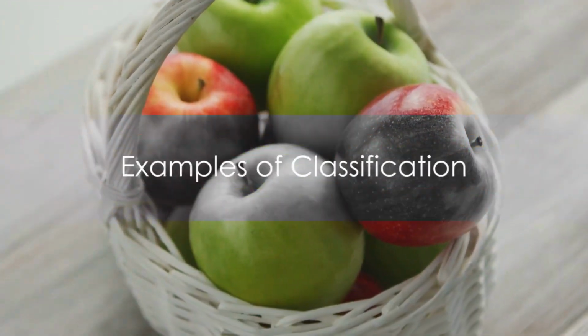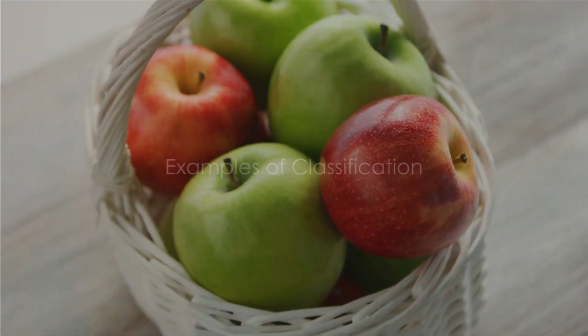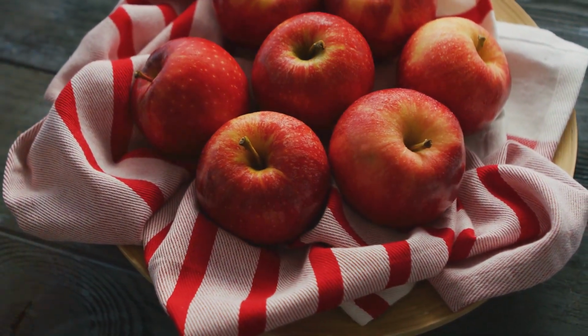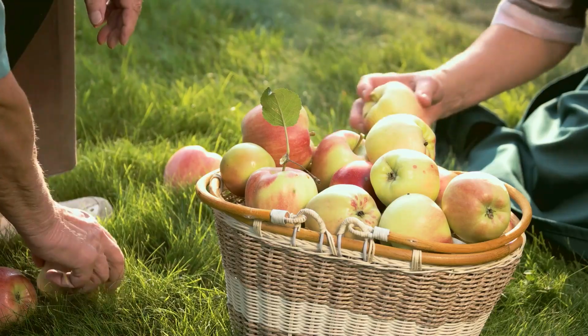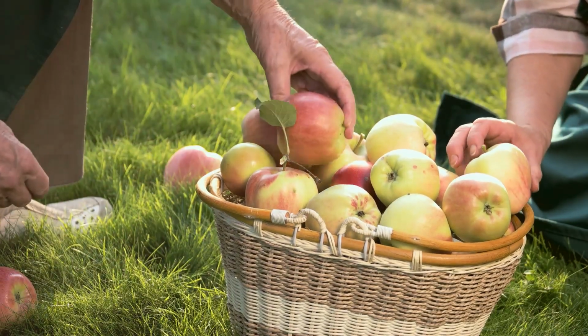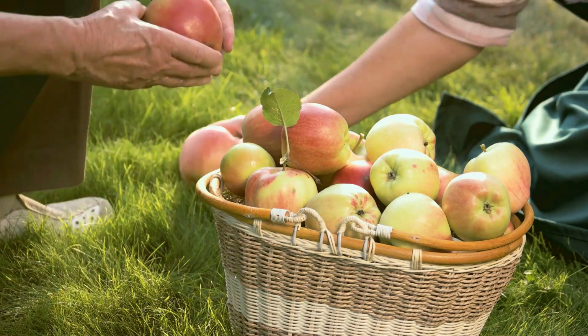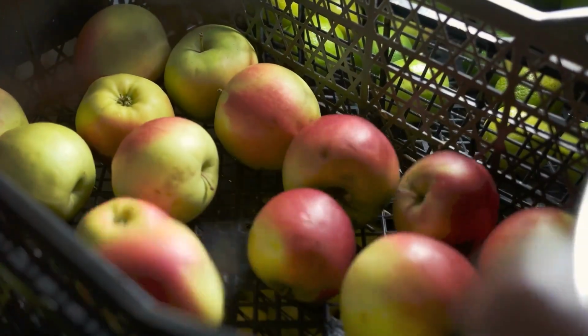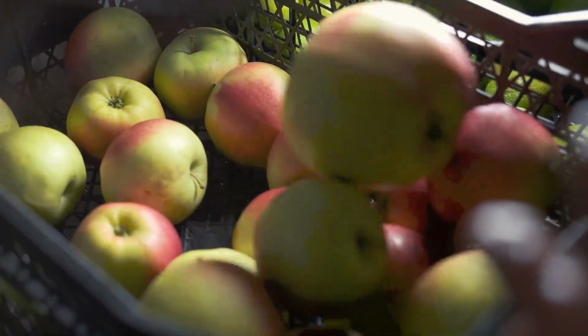To make this process a little clearer, imagine you have a basket full of red and green apples. You might classify them based on their color. Simple enough, right? Now consider a more complex scenario where you have apples, oranges, and bananas in different colors and sizes. Now the classification becomes more complex, taking into account multiple features of the fruits.